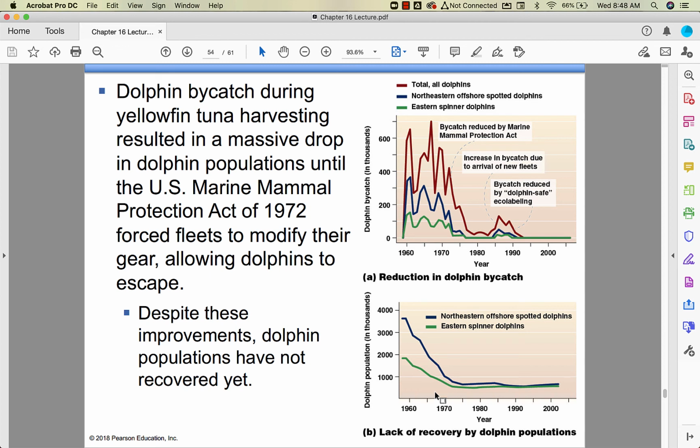Dolphin bycatch was a big thing regarding yellowfin tuna, and that's what I'm going to tell you guys a little bit about. The dolphin population wasn't really protected until the Marine Mammal Protection Act of 1972. So anybody fishing in U.S. waters had to modify their gear to allow dolphins to escape. Not so much the tuna, but the dolphins. So we've decreased the dolphin bycatch, but I'm going to talk about this eco-labeling. But the populations really haven't recovered.